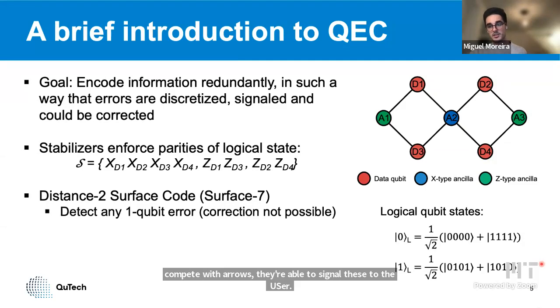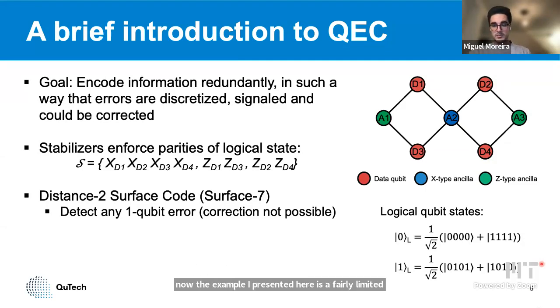Now, the example I presented here is a fairly limited version of quantum error correction, which we call a distance 2 surface code. Due to its limited size, you can only detect up to 1 error. You can see this fairly easily by looking at the logical states that I've written. 2 errors, for example, on the 2nd and the 4th qubit would lead to the logical 0 state transforming into the logical 1, which would cause a logical error. Larger versions of this code do not suffer from this problem, but these are out of scope for the purpose of this presentation.